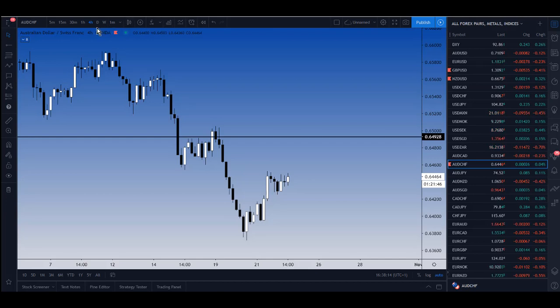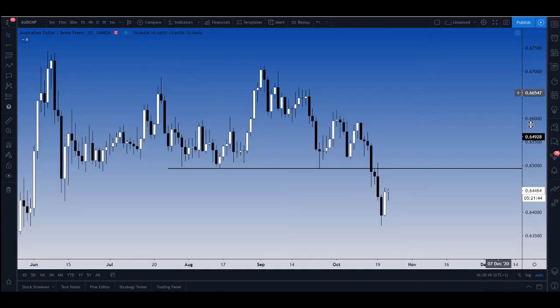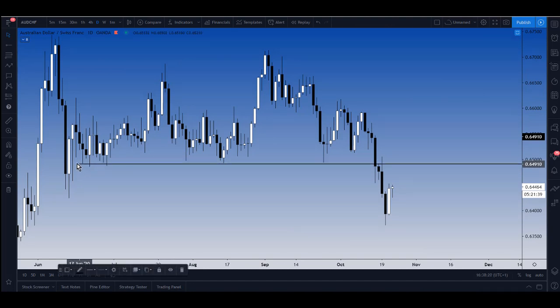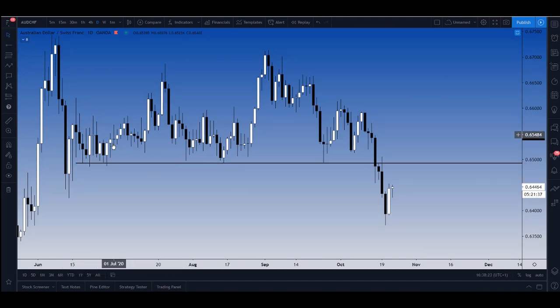Aussie Swiss. I'll take a look at this one as well. We've had a nice break below this level. This level's been holding for, you know, about 6,500 again. It's the big number or the even handle. This level's been holding for quite a while on this daily chart. We're going back to June here, the 18th, and it's not until 15th of October we actually closed below it, and we've seen further downside.